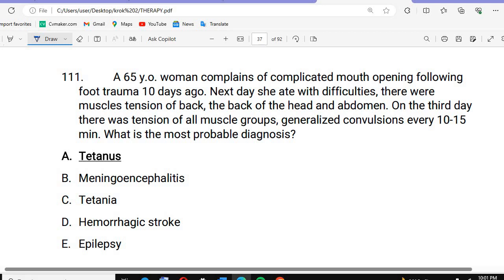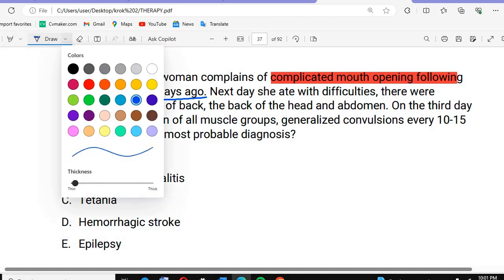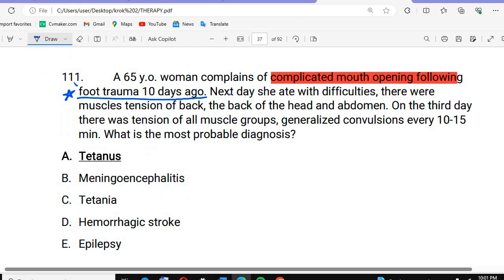After that, a patient complained of difficulty in mouth opening following foot trauma 10 days ago. So this patient had foot trauma 10 days ago. Now what we have seen, there is a complicated mouth opening following the foot trauma. So we know that if there is any foot trauma, or trauma by any iron particles, in those conditions these patients can develop tetanus infection.